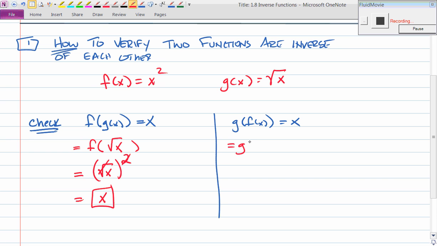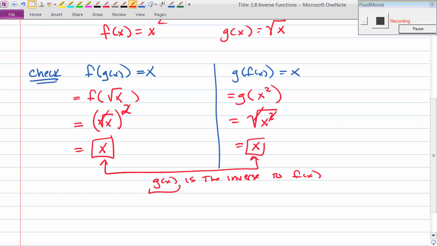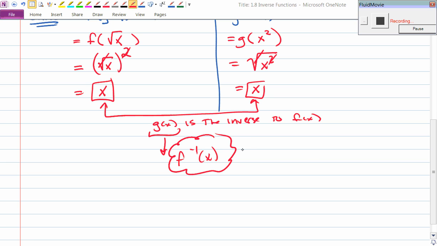Well, this means g of f of x, which means I'm going to have the square root of x squared. Yep, looking good, equal to x. So we have now verified that g of x is the inverse to f of x. And we have a special name for g of x; now we just call it f inverse of x. You are doing inverse operations. So this is f inverse of x, is how we say that in mathematical terms.